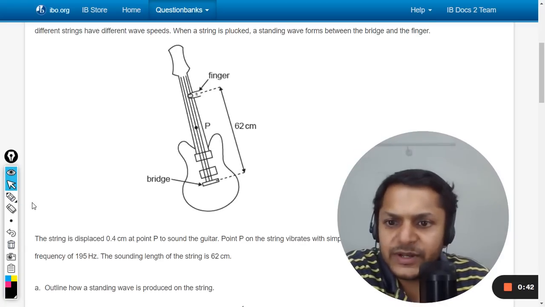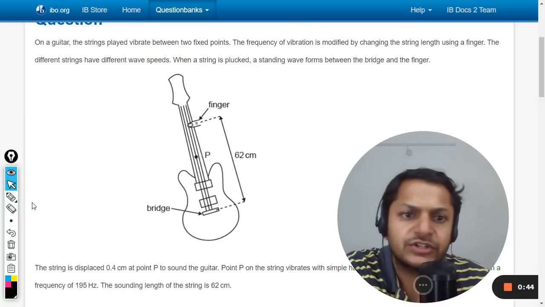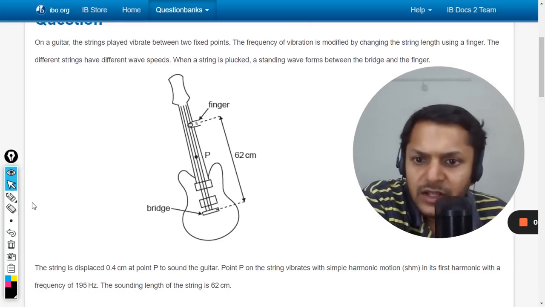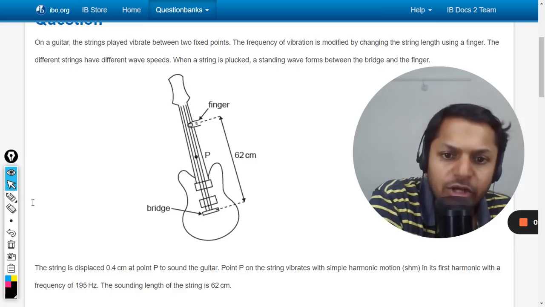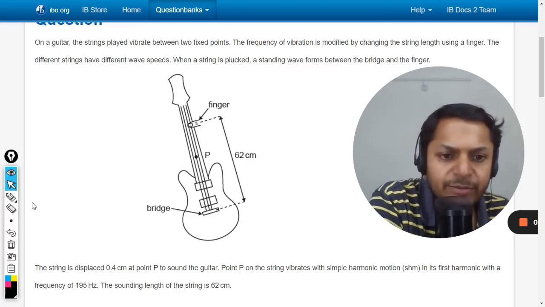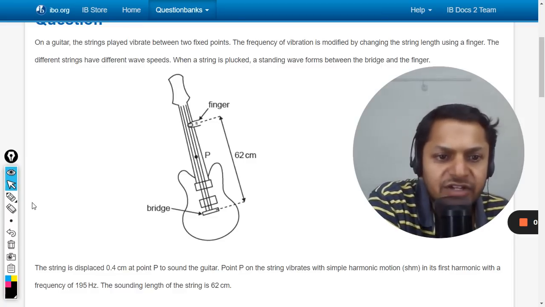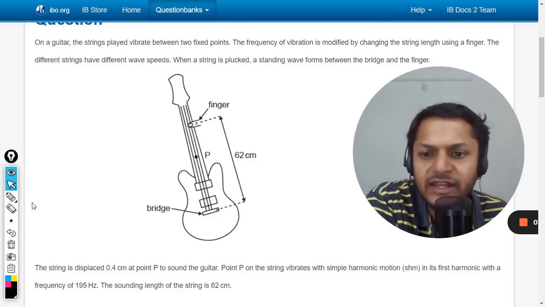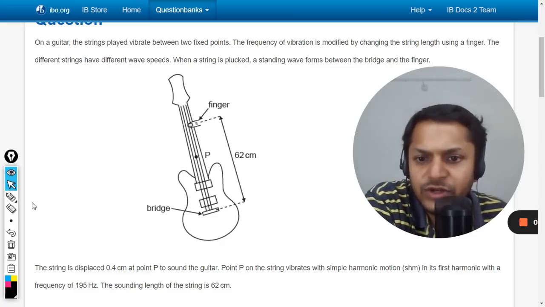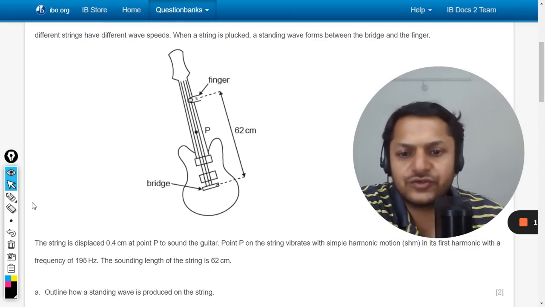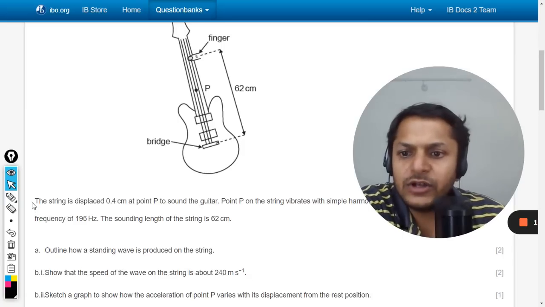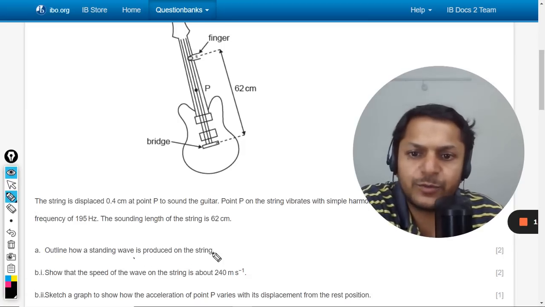The string is displaced by 0.4 centimeters at the point P to sound the guitar. The point P on the string vibrates with simple harmonic motion in its first harmonic with the frequency of 195 Hz. The sounding length of the string is 62 centimeters. So the length of the string is 62 centimeters. Outline how a standing wave is produced on a string.